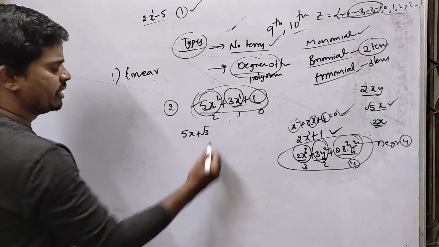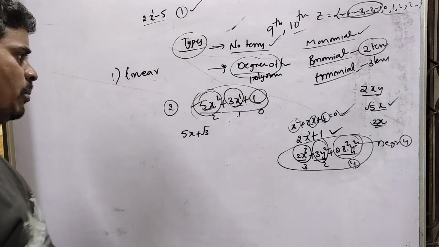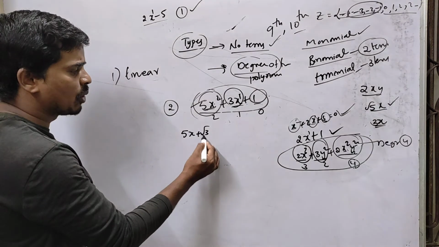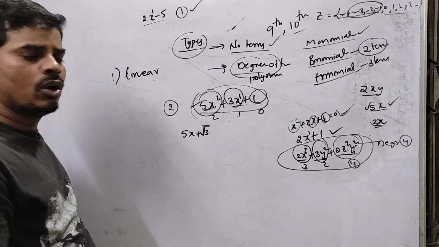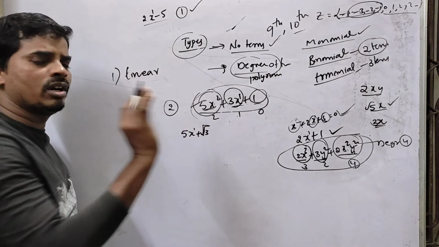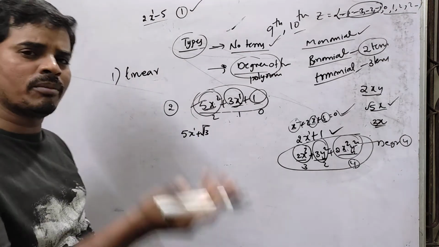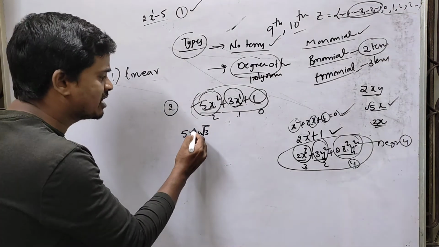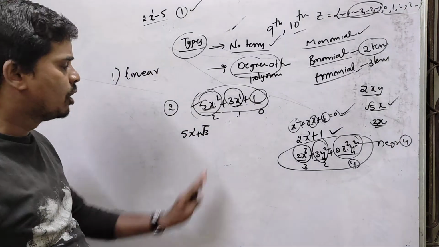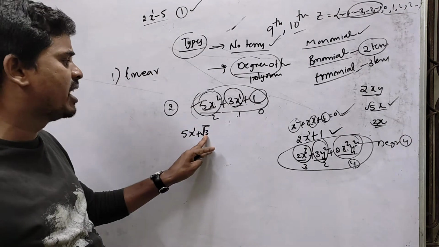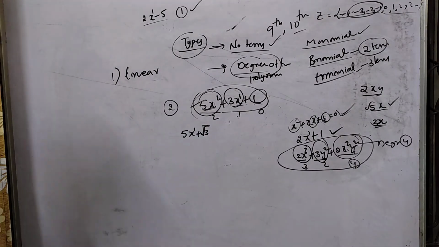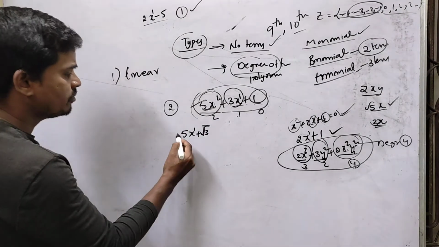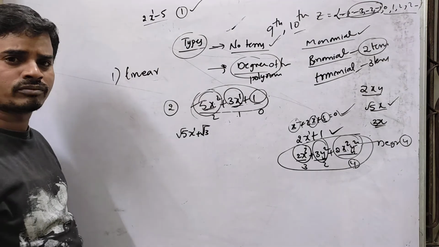5x plus root 3. It's a polynomial. Don't think that because the root 3 is there, it's not a polynomial. We should see just the power of the variable only, students, not the constants. Constants may be any real number here. Coefficients can also be any real number.